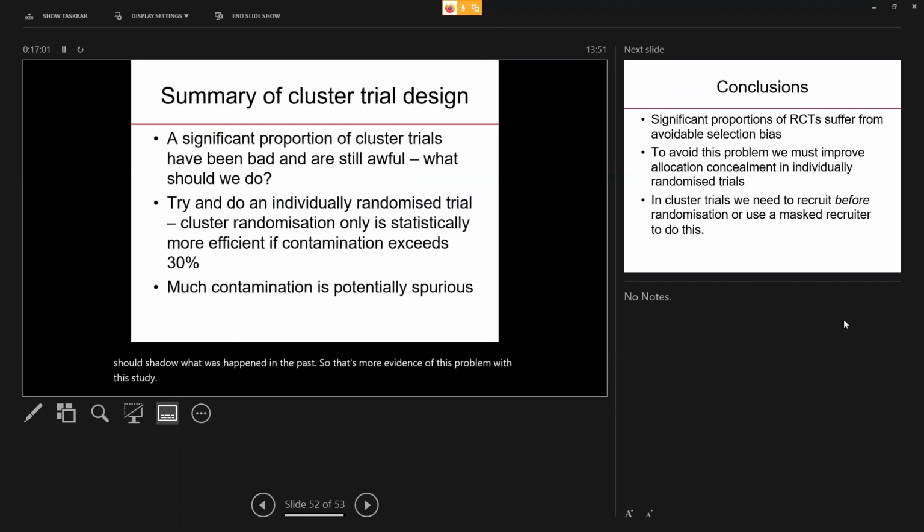So in summary then, cluster trials have been bad. They're still pretty awful. So what should we do? First, if you can do it, you should do an individually randomized controlled trial. Cluster randomization is only statistically more efficient, and a lot of people do it for contamination reasons. If contamination is a problem and you have to do cluster randomization, as in the school trial we just talked about, you may have had to do cluster randomization, although possibly you could have done individual randomization. But if you had to do cluster, in that particular trial, it would have been easy. There were two things that could easily have sorted that trial out.